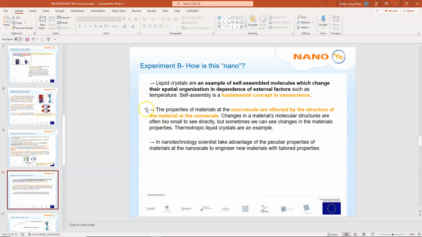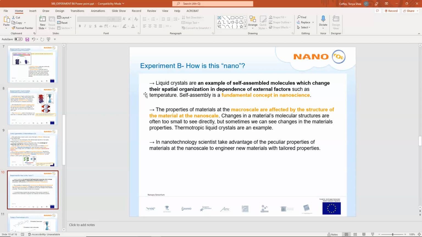So these liquid crystals are examples of self-assembled molecules which change their spatial organization depending on external factors like temperature. And self-assembly is a core fundamental concept in nanoscience. So this lab is showing you that the properties of materials at the macro scale, the color, for example, are affected by the structure of the material at the nanoscale. Okay? And this is what nanotechnology is all about. Changing the material's molecular structures.